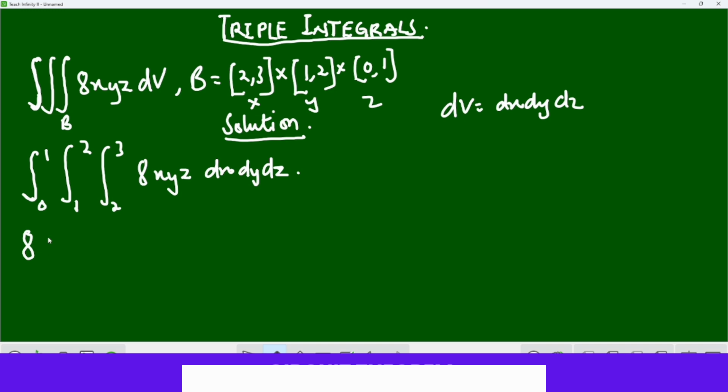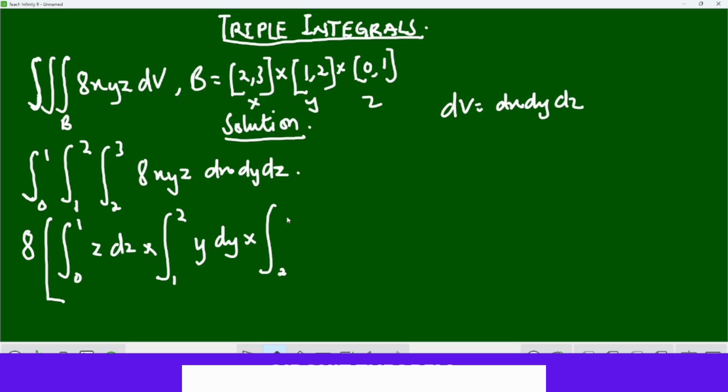So I take my 8 out and multiply it by the whole thing. When I take the z limits, I take just the variable containing z and integrate it with respect to z only. Then I multiply this by the integral of the y limits, that is 1 to 2, of y dy. And I multiply this by the integral from 2 to 3 of x dx. Sorry, that is x.